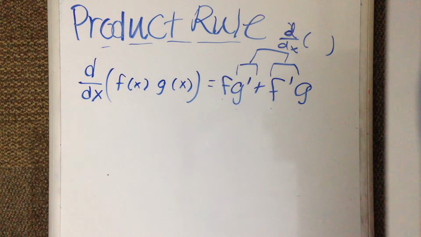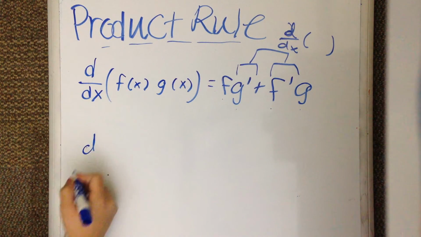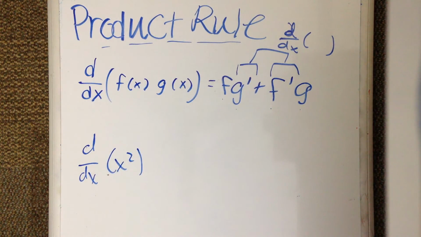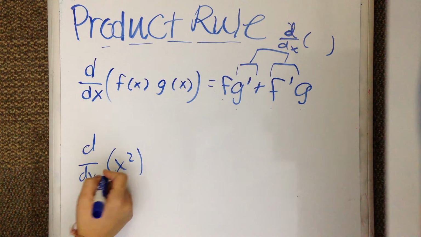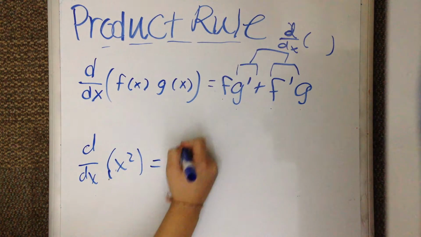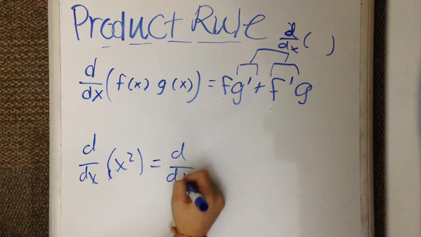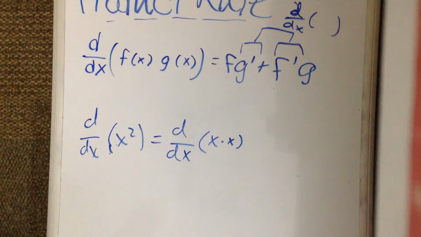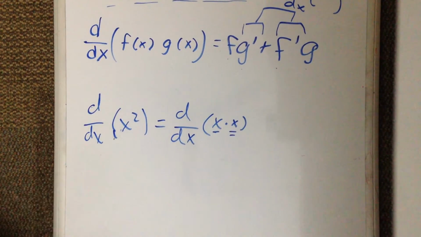So how do we carry this out? Well, why don't we try one that we already know? This one. We've done this using the limit, we've done this using the power rule, and now we can do it with the product rule. So we know the answer, but we'll work towards it. We know that x squared is really just x times x. Now we have two functions of x, this one and this one.